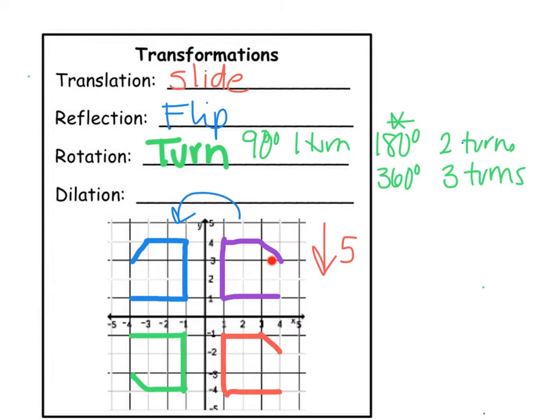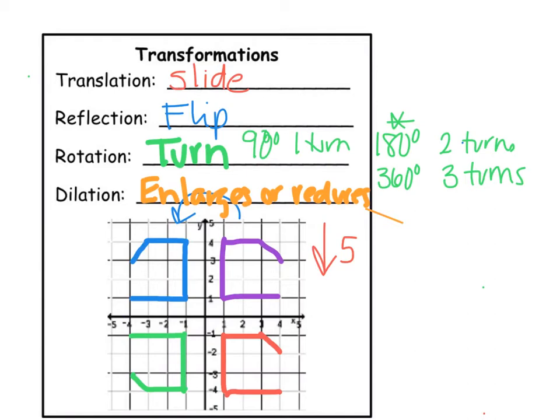So I've rotated this figure, and if you notice, it has changed position, and it's also changed location on the coordinate grid. So rotation is a turn. Dilation is a different story. A dilation either enlarges or reduces the figure, and that's where we have a scale factor.